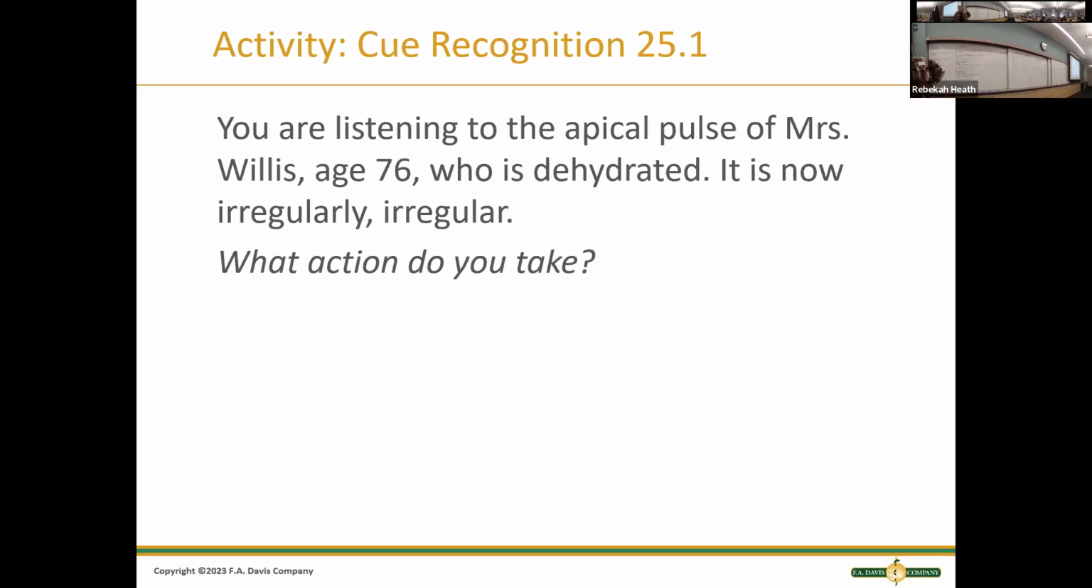Okay. Activity cue. You're listening to the apical pulse of Miss Willis, 76, and she's dehydrated. And now it's irregularly irregular. You guys know what that means? It's not usually irregular. Right. So instead of having a thump, thump, thump, thump, that is regularly irregular, right? Because it's following a pattern. If it's just thump, thump, thump, thump, bump, bump, bump. Okay, I can't sing, but if it's just randomly, like there's no pattern to this, that's irregularly irregular. What action do we take?